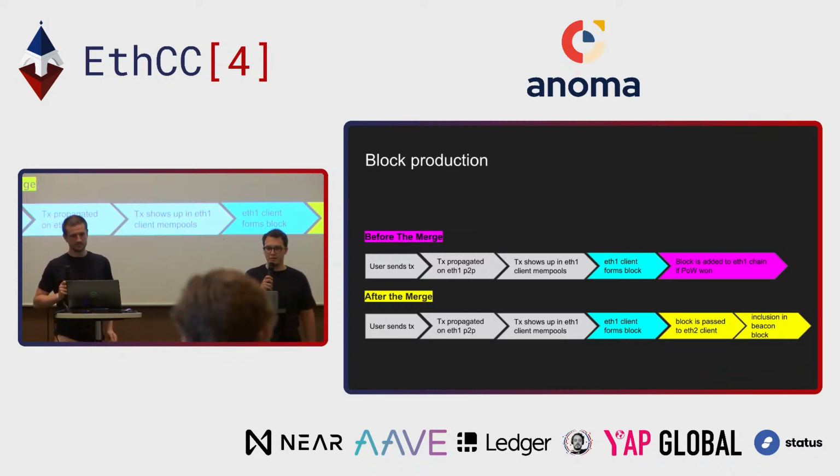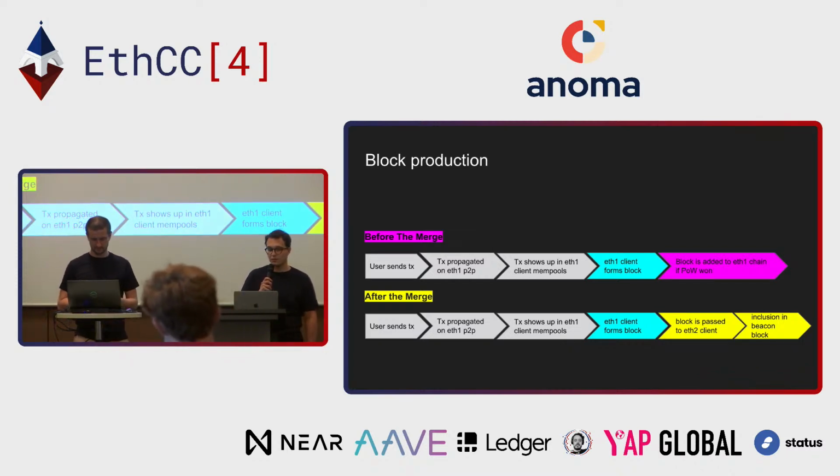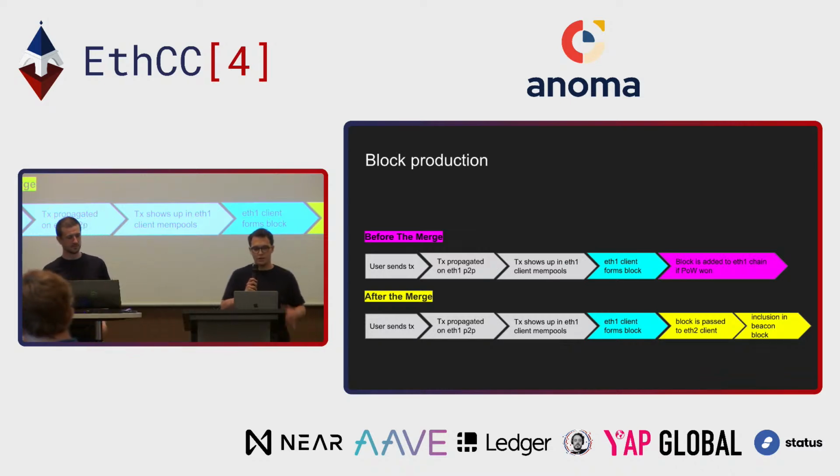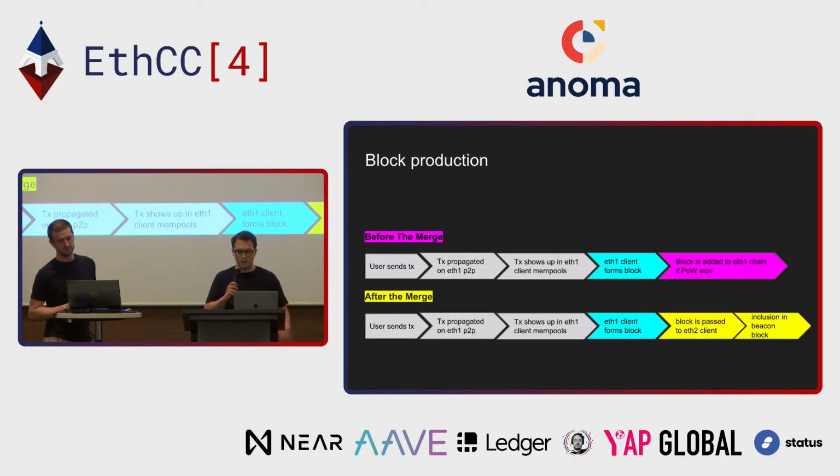Okay, so in the context of MEV, it's really important to mention how a block is created. So let me quickly remind how it happens now before the merge. So basically the flow starts when a user sends a transaction. That transaction ends up in the Ethereum 1 client mempool, then it's propagated through the network, and then finally one of the clients creates a block, and whenever it wins the proof of work, that block together with the transaction ends up in the chain. So that's how it works now.